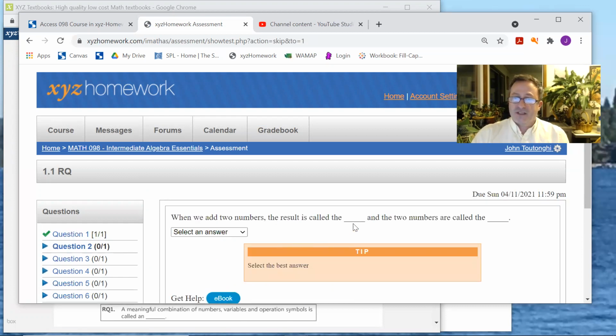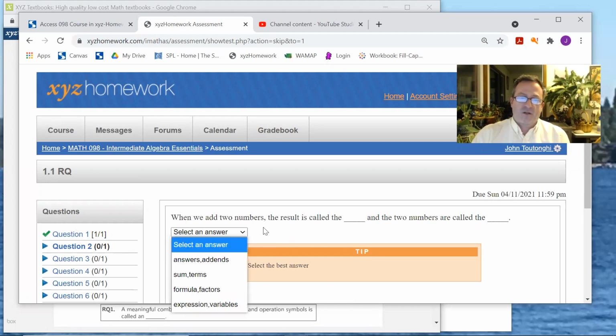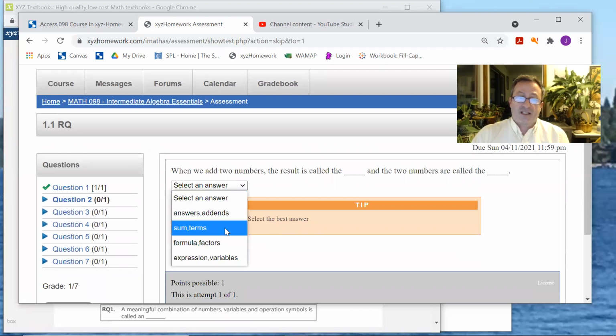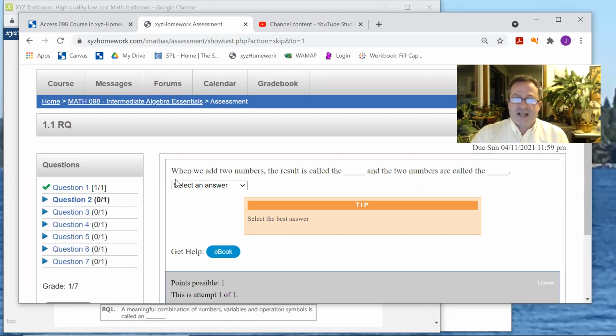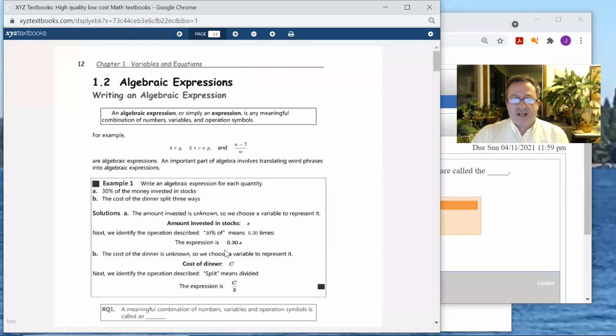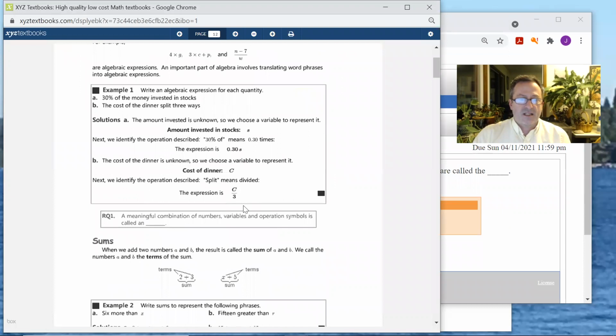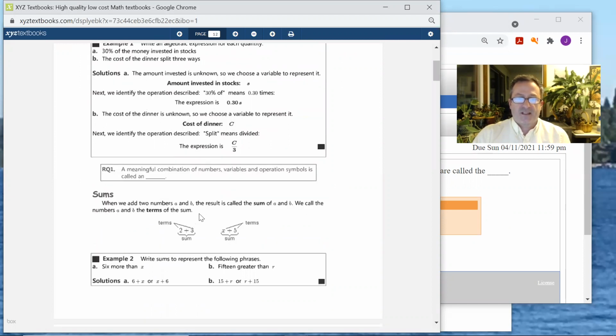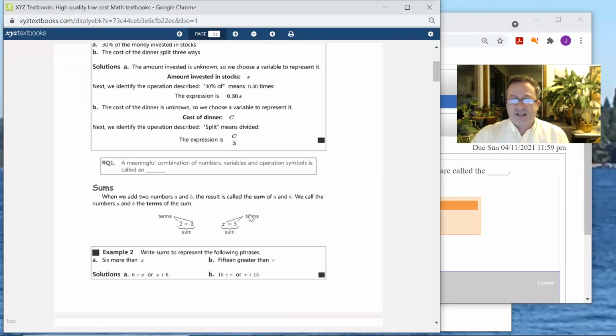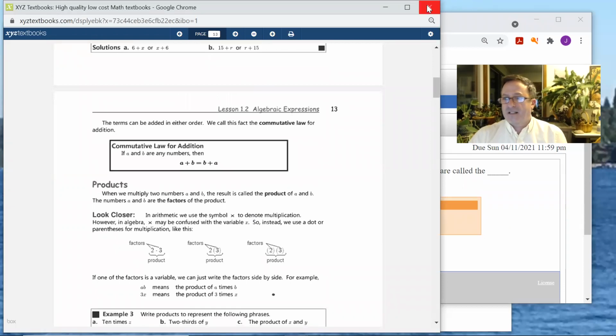When we add 2 numbers, the result is called the something, and the 2 numbers are called the something else. So the result is a sum, and the 2 numbers are called terms. And again, I'm guessing I could find that out in the video from homework 1, or I can go to this ebook and let's see where it says. When we add 2 numbers, the result is called a sum. We call the numbers terms. So there's that answer right there. And then probably another one is similarly down a bit further.